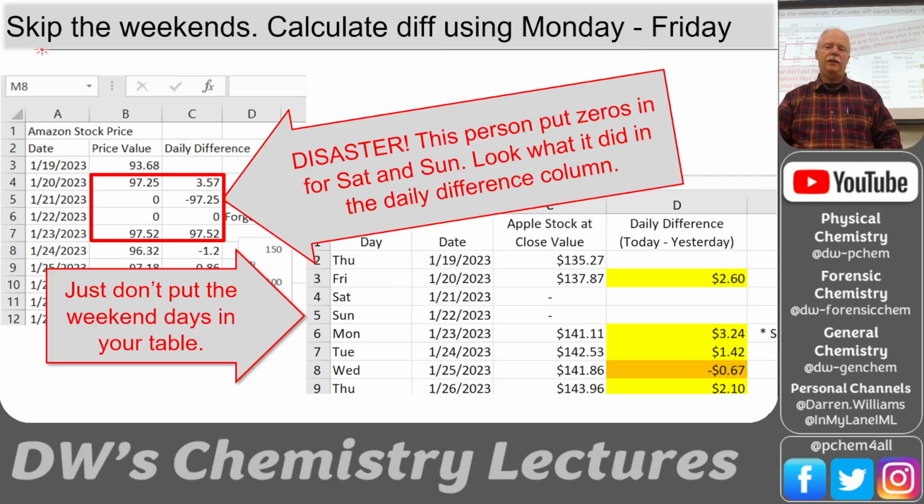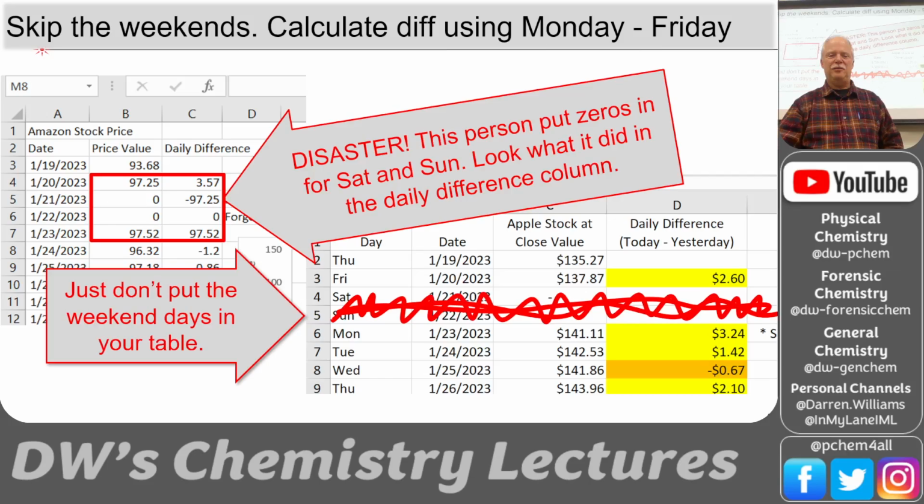And just don't put the weekends in your table. Now, some of you are calculating things like temperatures, and there are temperatures on weekends, so go ahead and include the weekends for those. If you're doing daily differences in temperature, there's a bunch of people at cities all around the world, and it's going to be cool to see what their temperatures do. And just don't even include those two rows if you don't have data on Saturday and Sunday.